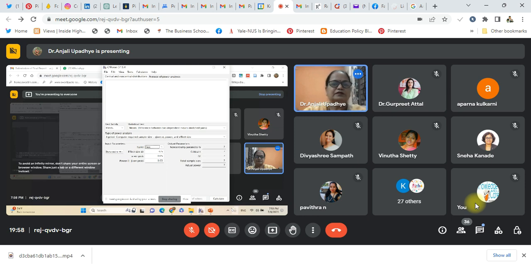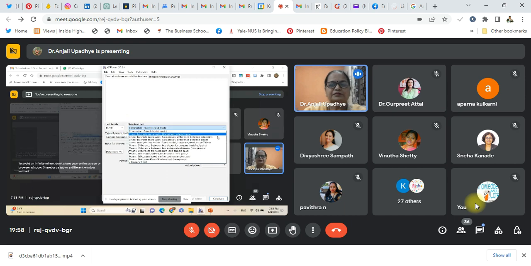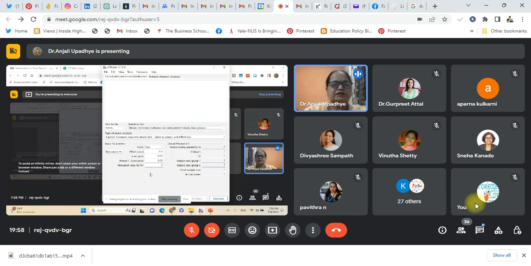And 51. T-test, independent of the two groups. Independent means two groups. Now you can see here.